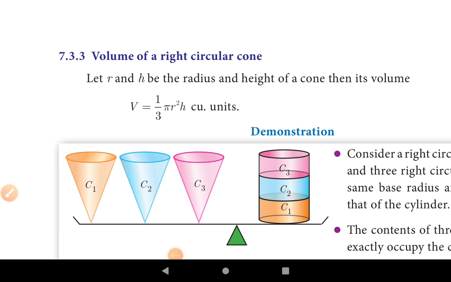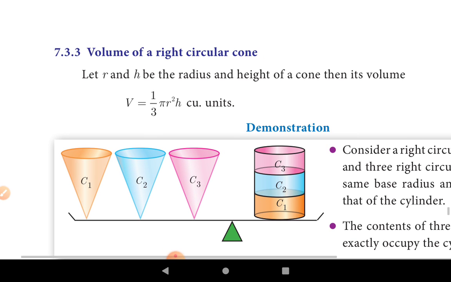Hi everyone. In this video lesson, we learn to find the volume of the right circular cone. As you can see on the screen, the volume of the cone is given as V is equal to 1 by 3 pi r square h cubic units. So how did we get this formula?